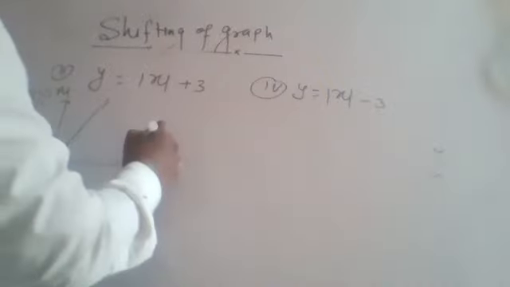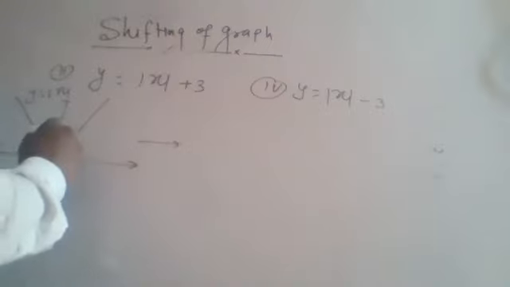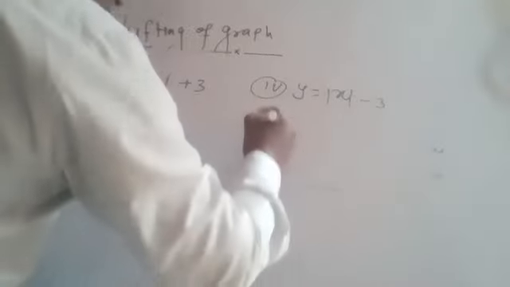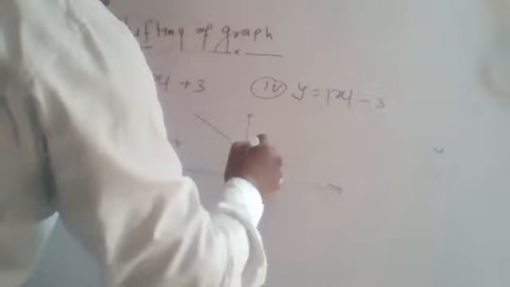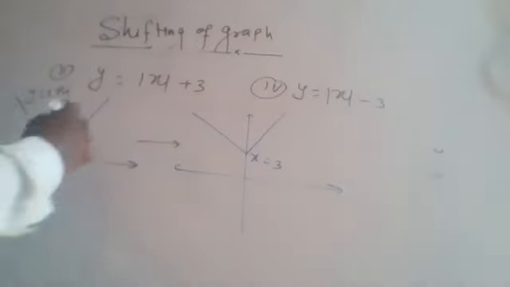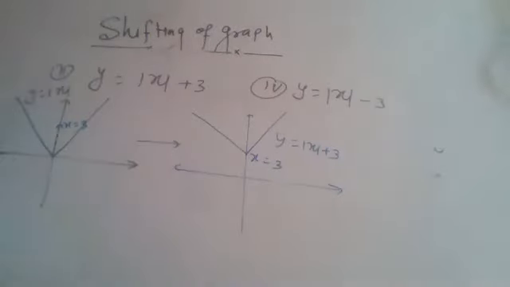And after that, we have to shift the graph along positive x-axis at x equals 3. When we shift the graph at x equals 3, we get the graph like this one. This is the graph of mod x plus 3. You can easily draw such type of graphs.